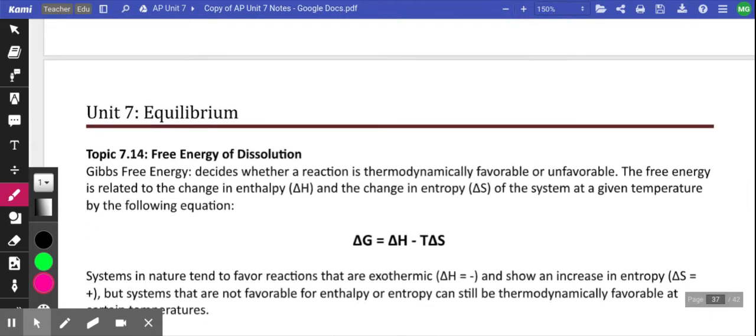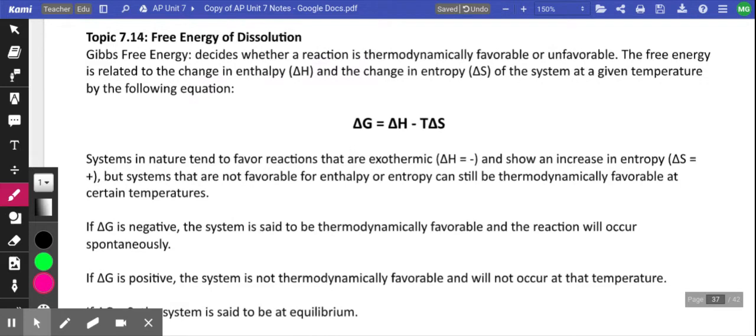Okay. Last part of the unit that we need to look at very quickly is the free energy of dissolution. What we mean when we say free energy is the Gibbs free energy. The Gibbs free energy really decides whether a reaction is thermodynamically favorable or unfavorable. If a reaction is thermodynamically favorable, it will happen. It'll proceed spontaneously. If a reaction is thermodynamically unfavorable, that reaction won't happen. We would have to change the conditions to make that reaction happen.